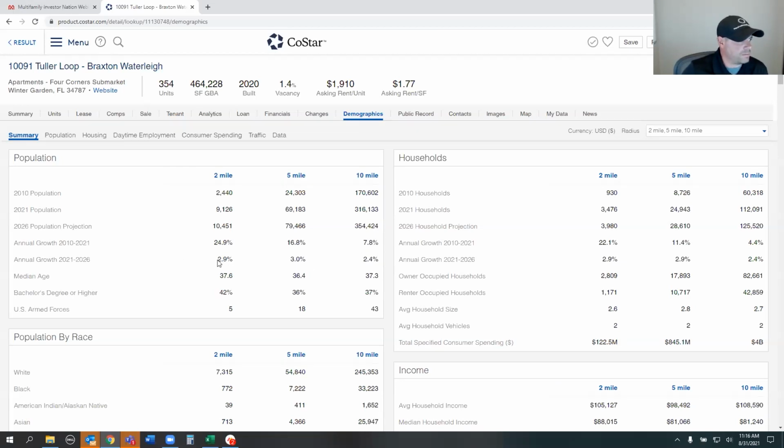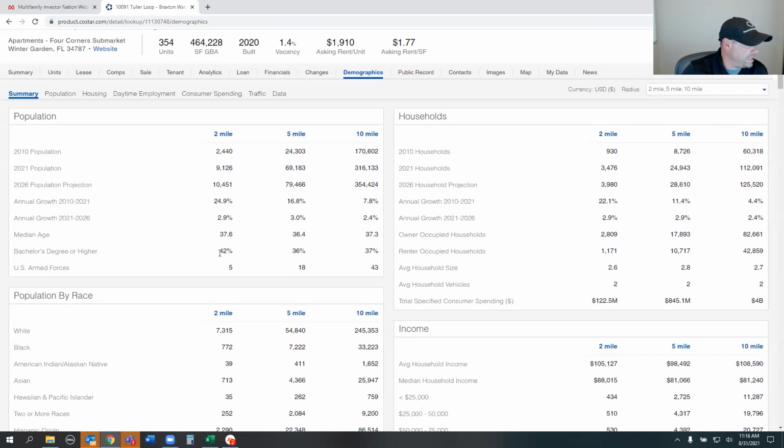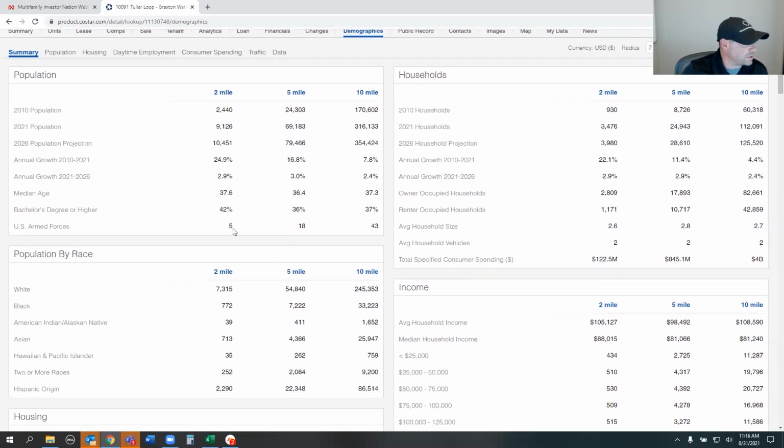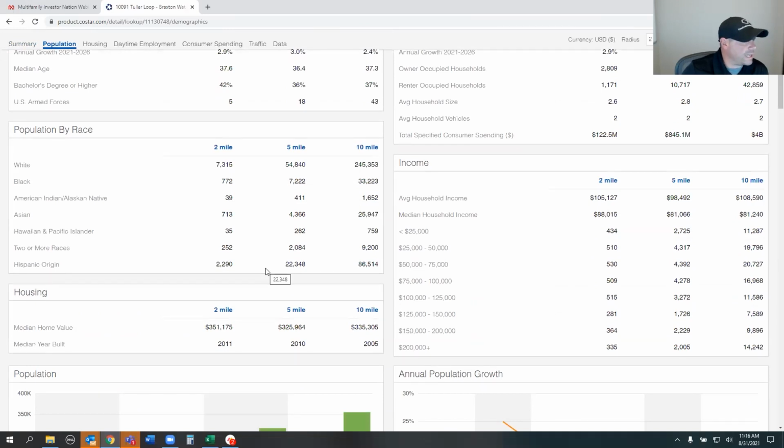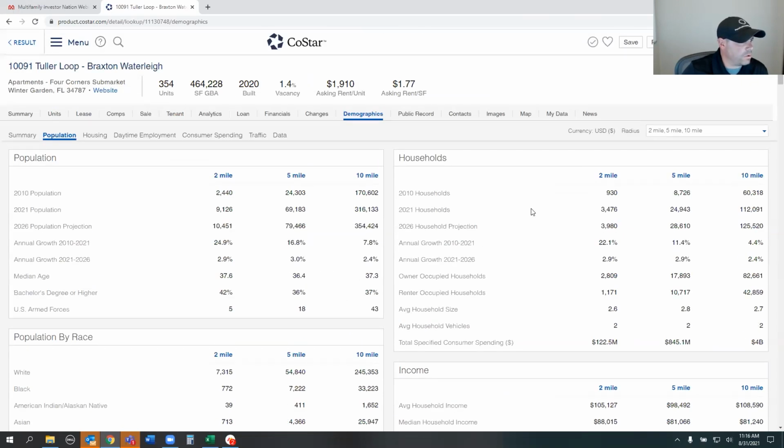And you can see some awesome metrics here, annual growth for 2021 to 2026, so projections. So it definitely slows down, but those are projections, so that can change. Median age, you can see here, and education level and armed forces, kind of what we have going on there. So let's look at the income. I'm going to go over here.